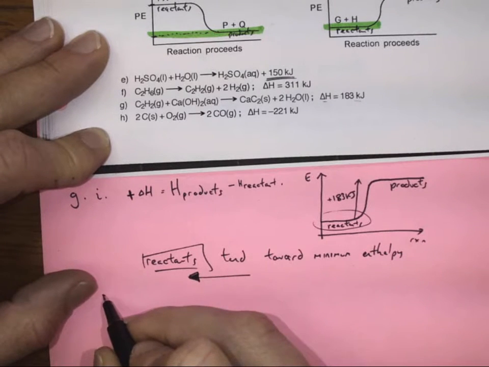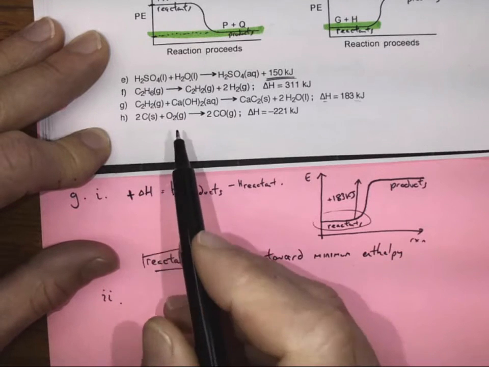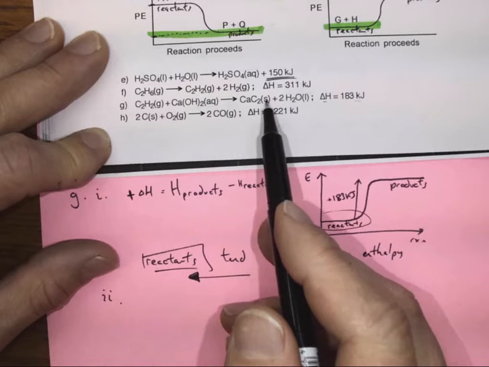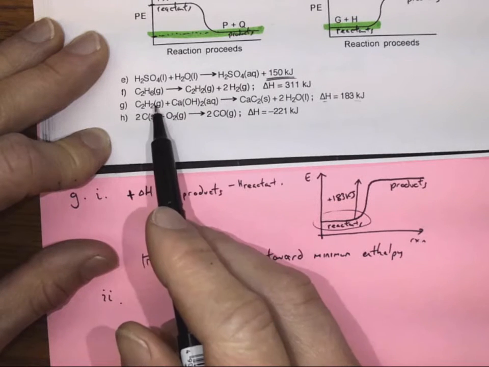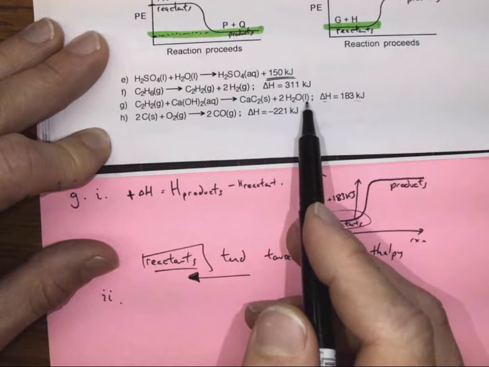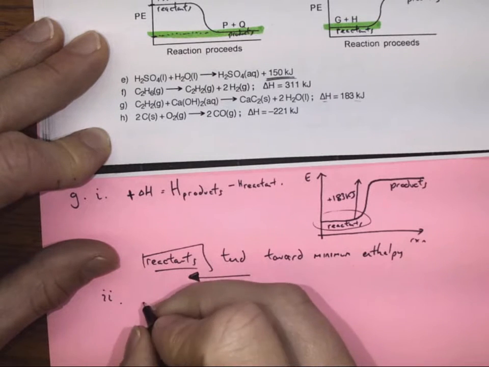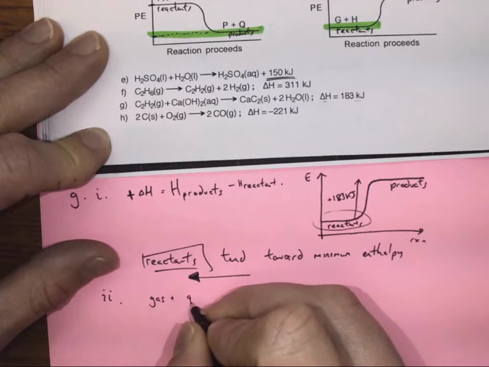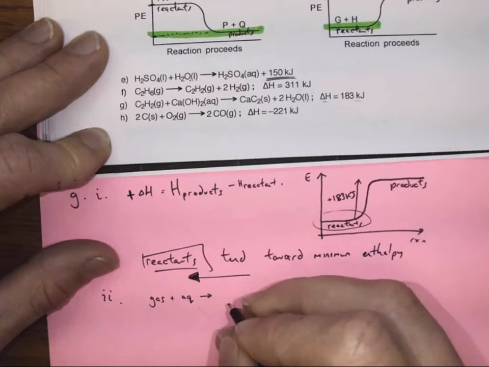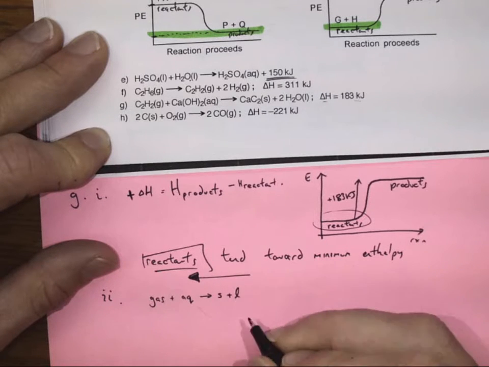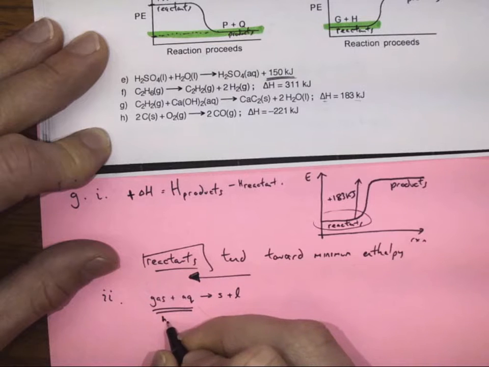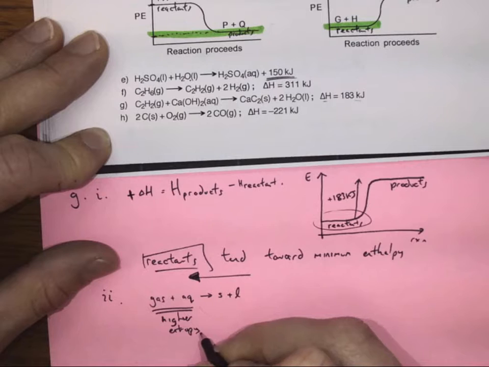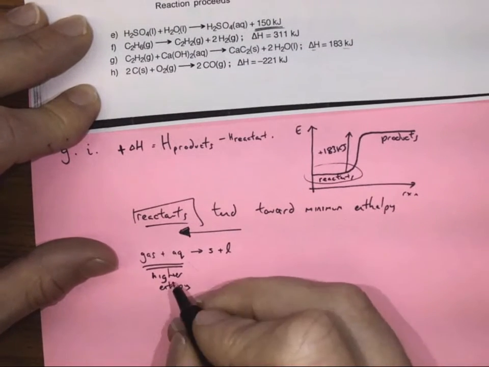And then we've got an entropy argument. So what do we have here? We've got some gases and an aqueous solution on the left, and a solid and a liquid on the right. So both of these phases are more chaotic in nature than these two states. So we have gases plus an aqueous solution, and they move to a solid and a liquid. So these have a higher entropy. That's the argument. Therefore, they have a higher entropy.